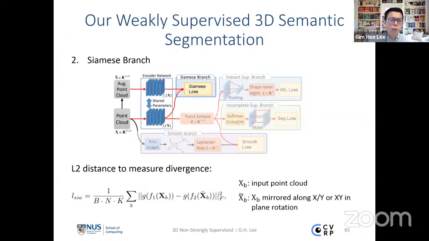And the second branch that we use to weakly supervise our network is what we call the Siamese branch. Essentially, given that particular point cloud, I will first extract the point embedding for this original point cloud. And then I will subject this input point cloud to a certain rotation or mirroring around the XY axis, and input this into the same encoder network. Essentially, this is just equivalent to data augmentation, randomly perturbing the input point cloud with some form of transformation. But since they are the same point cloud, the features extracted from these 2 different point clouds are going to be the same. So we use the L2 distance to measure the divergence and minimize the differences between the features extracted from these 2 sets of point clouds.